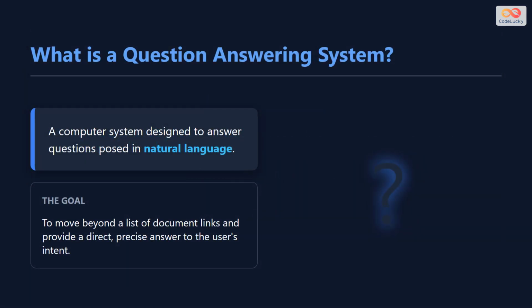So, what exactly is a question answering system? Simply put, it is a computer program designed to take a question in natural language, like English, and provide a direct answer. The goal here is to move away from the old way of getting a list of blue links and instead get a precise response that satisfies exactly what you are looking for.